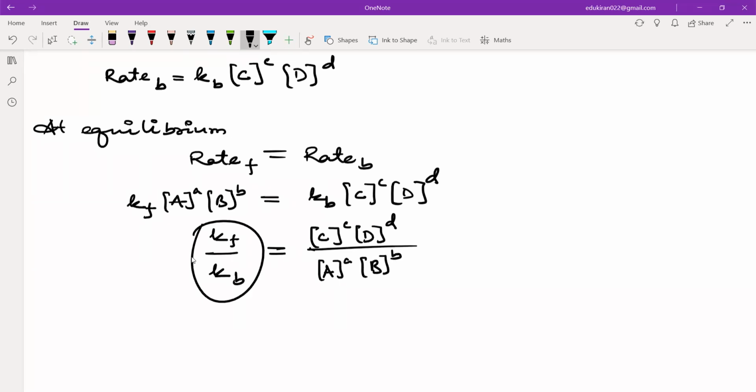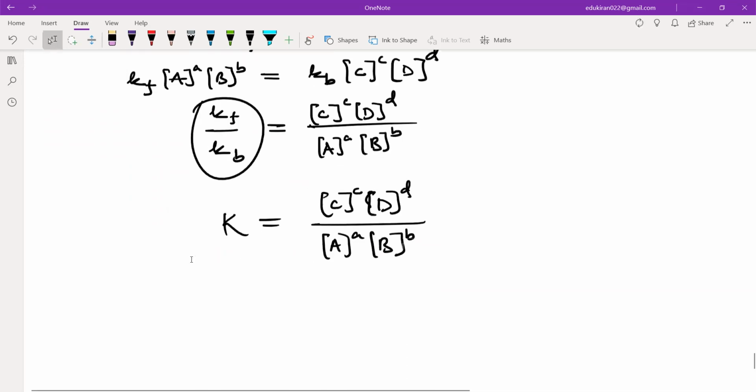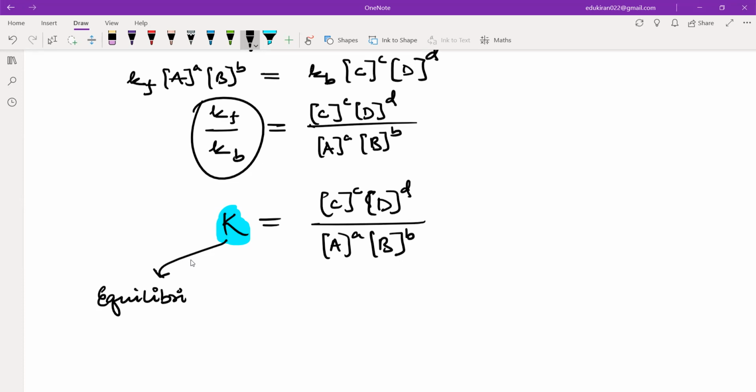Now these two things are constant, so I will make a bigger constant, and that we see as the equilibrium constant, which will be equal to the concentration of C to the power c, the concentration of D to the power d, divided by the concentration of A to the power a into the concentration of B to the power b. So this is the K that is known as the equilibrium constant.